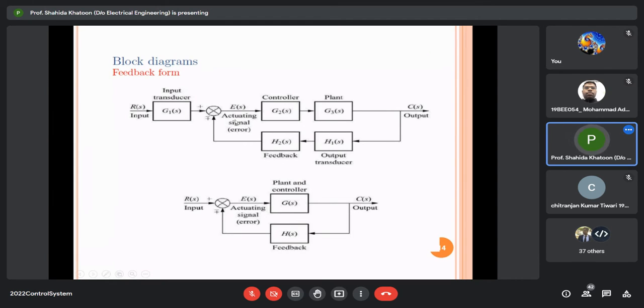The actuating signal, which is the error, is generated at this point, which is E(s), which is fed to the controller having transfer function G2(s). The controller is operating the plant, which has the transfer function G3(s), and giving you the output C(s). One part of the output is being fed back to the input through output transducer H1(s), through feedback H2(s), and this is fed back to the error detector or summing point.